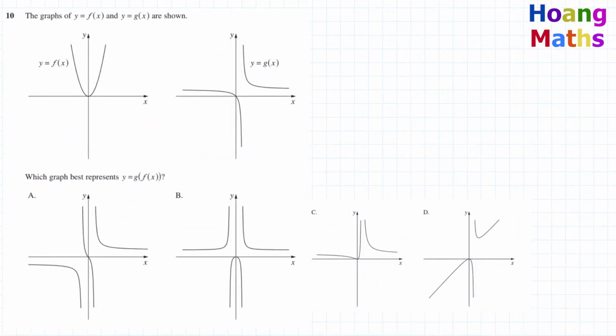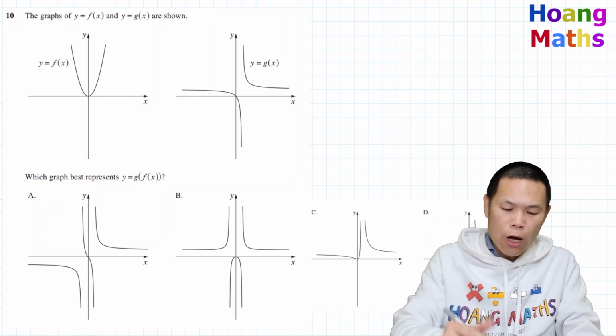Last one. The graphs of y equal to f of x and y equal to g of x are shown. Which graph best represents y equal to g of f of x? To work it out, let me just predict f of x and g of x first. Okay, so then we can work it out from there. It's just a rough sketch so we can see the behavior of each graph A, B, C, and D, and we can eliminate the wrong ones and choose the correct one. That's the best way to do it.